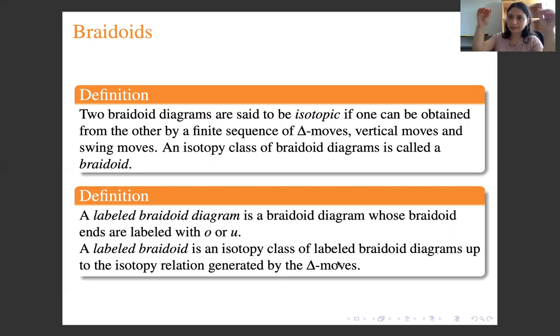So to each usual end of strands without any graphical nodes, we give O or U labels that are referring to over or under that will be utilized in the closure of the diagrams. We will see it in the next slide. And we assume the same set of isotopy moves generated by delta moves and vertical and swing moves for labeled braidoid diagrams. And we define a labeled braidoid to be an isotopy class of labeled braidoid diagrams up to this relation generated by the moves.